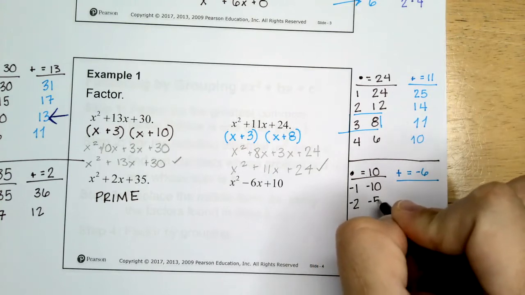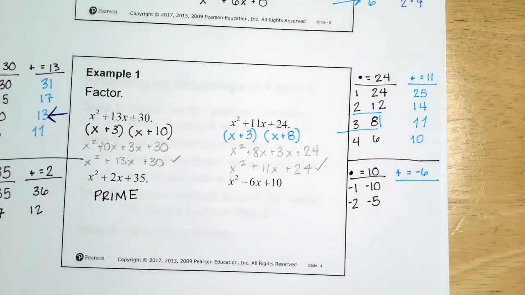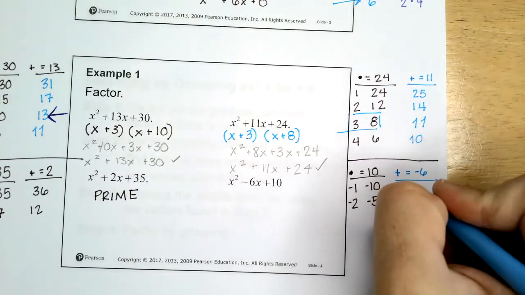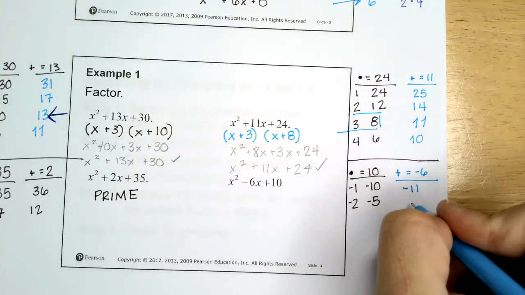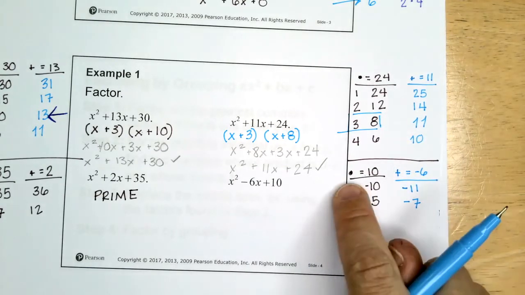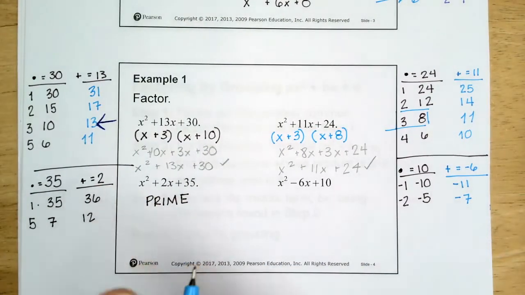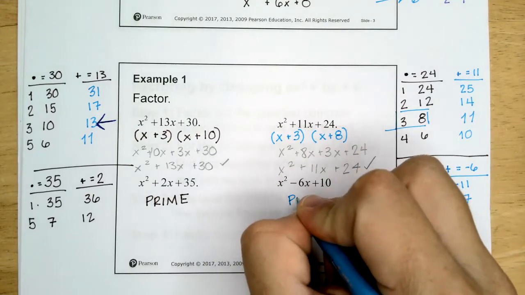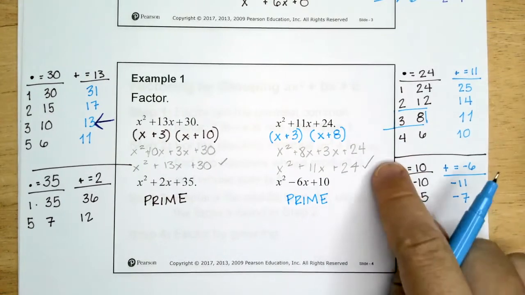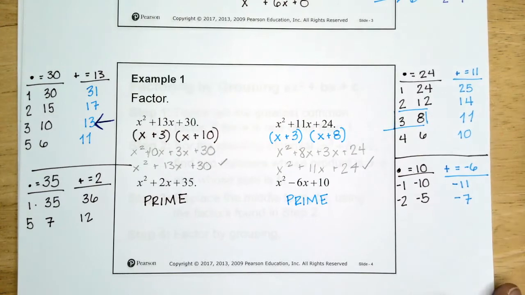-2 times -5, right? And I think those are all the factors of 10. -10 minus 1 is -11. -5 minus 2 is -7. So again, nothing matches, right? We only had 2 to check. Neither of them worked. So this one we will also call prime, okay? But we did get to practice negative factors.